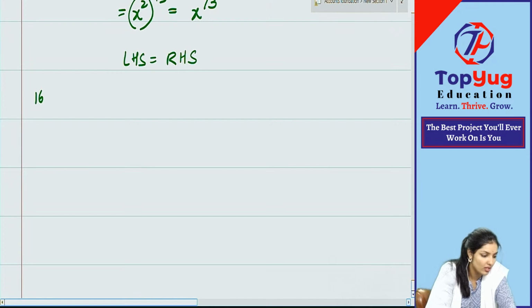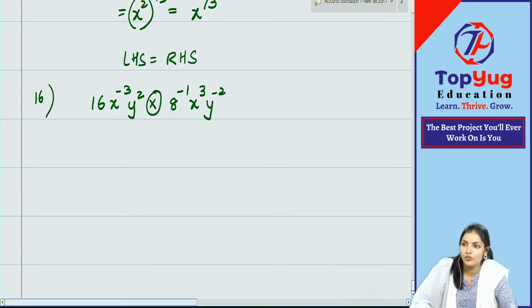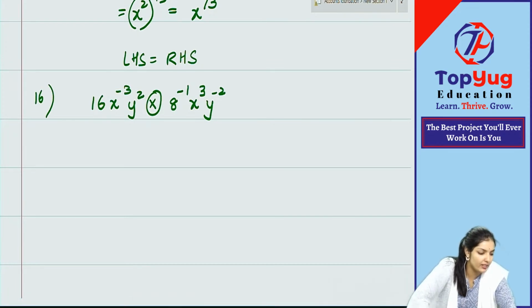Now the 16th one. Simplified value of 16 into x to the power minus 3, y square, into a to the power minus 1. This is x to the power 3, y to the power 2, and this 1 into is there. Try doing it and tell me the answer. Simplify it.